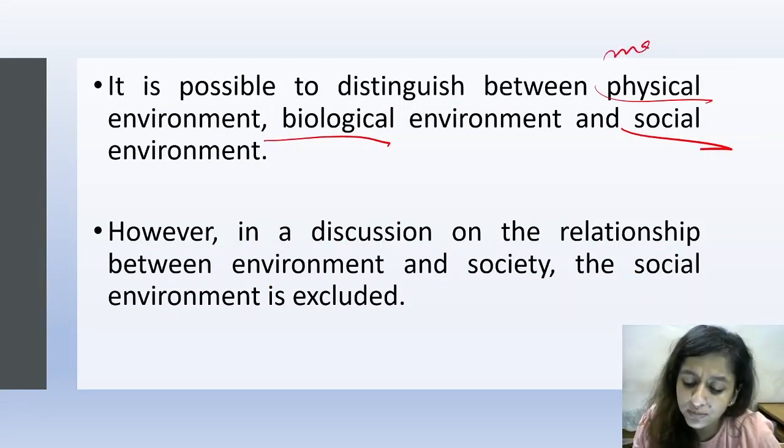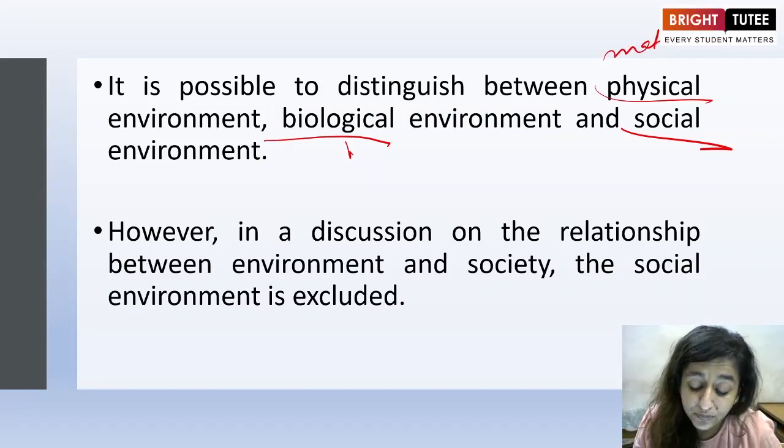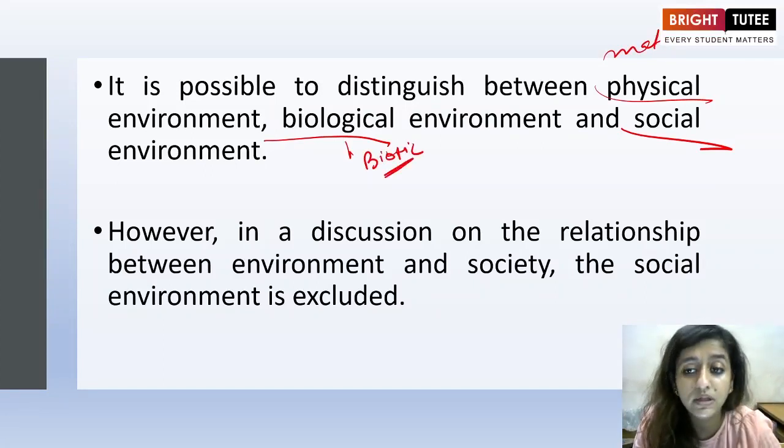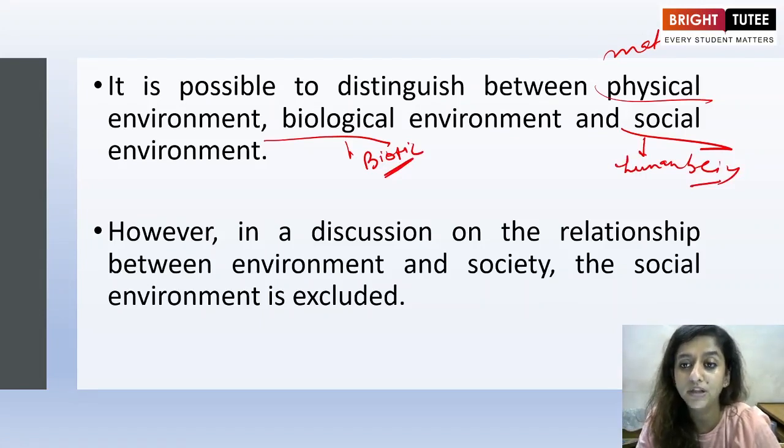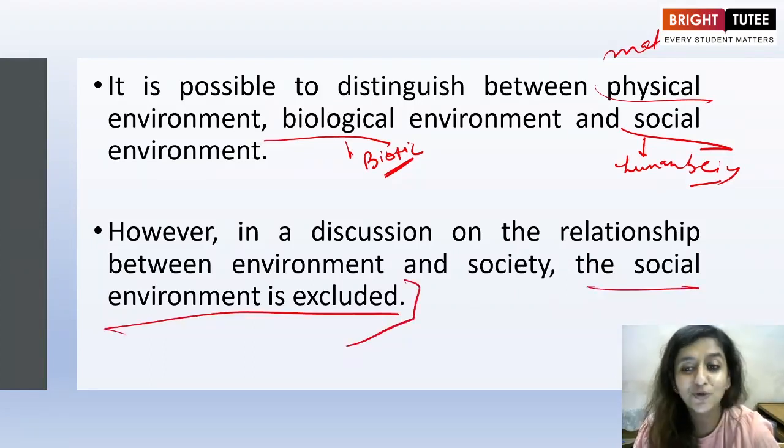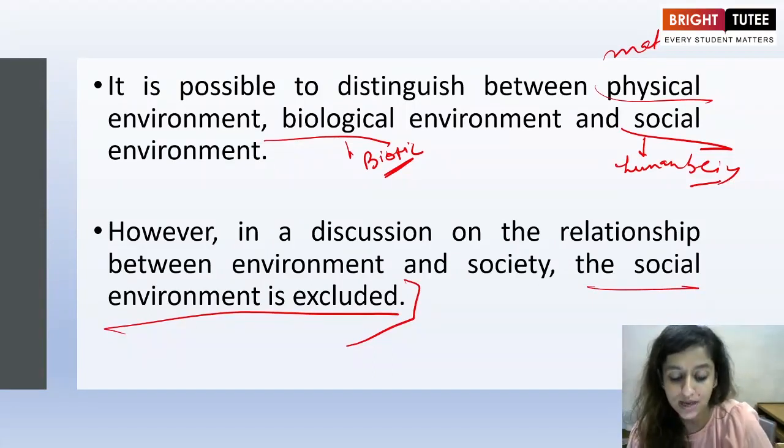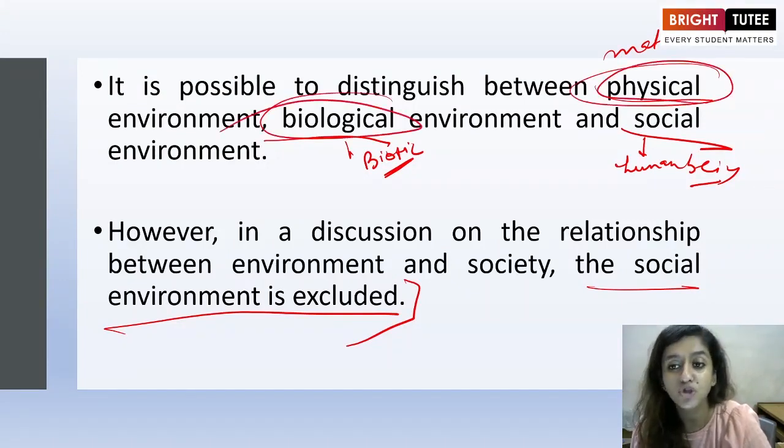Physical environment generally being the materialistic things that you have around you. The biological environment, all the biotic components, the living creatures that are around you. Social environment, your fellow human beings, and the social norms and terms involved in the social environment. However, in a discussion of the relationship between environment and society, the social environment is excluded. When we're talking about environment and society, we generally exclude the understanding of the social environment, and we only focus on the physical and the biological environment.